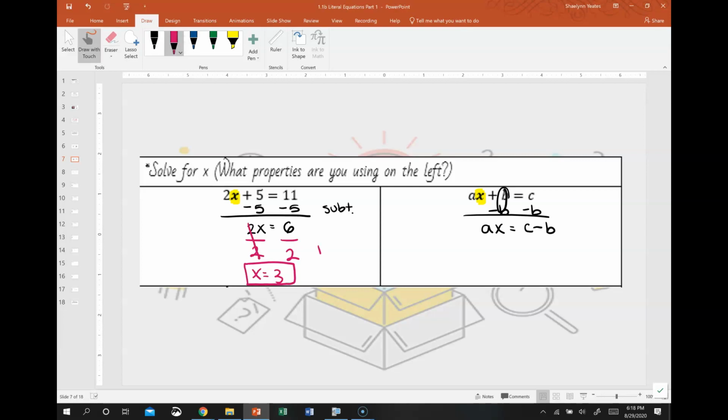Okay, then here we divided. So I want to do the same thing. I want to divide what is not x. So I want to divide by a. So it goes away and I'm left with 1x. So I divide both sides by a. So my final solution is x equals c minus b all over a, which is exactly what we did on the left. But now we have all letters. All right, let's go ahead, and I think that we have one more together, and then you guys have a couple of examples that I want you to do on your own.